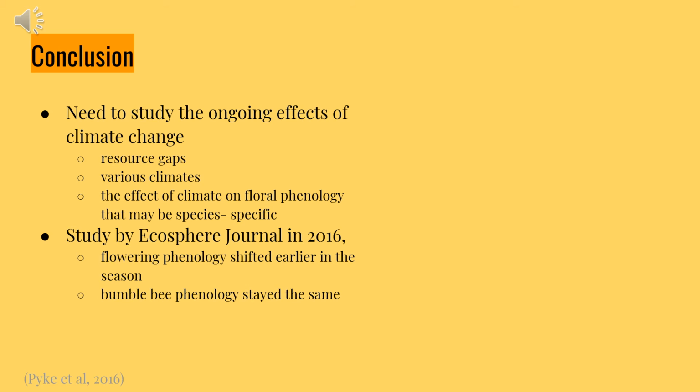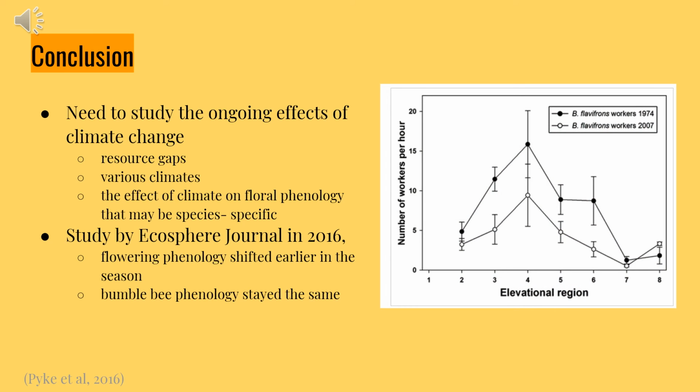Researchers indicate the need to study the ongoing effects of climate change on bumblebee populations, the effects of resource gaps on bumblebee populations in various climates, and the effects of climates on floral phenology that may be species specific. A study by the Ecosphere Journal in 2016 found that in 2007, due to increasing temperatures in the Rocky Mountains, flower phenology shifted earlier while bumblebee phenology stayed the same. As a result, bumblebees and flowers had a mismatch of species interactions, which led to a reduction of resources for bees and a reduction of bumblebee populations.